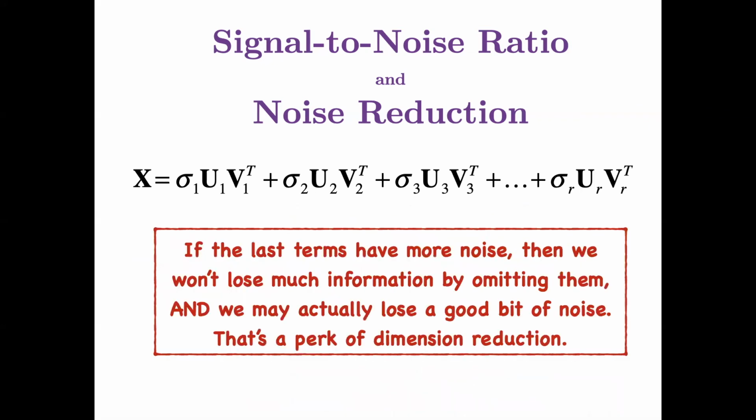And so if the last terms have more noise, then we won't lose much information by omitting them. And we may actually lose a good bit of noise. And that's an inherent perk of dimension reduction. So what that means is I'm just dropping off. Anytime I project onto components and I see that approximation of my data, what I'm really doing is just chopping off the last terms of this sum.